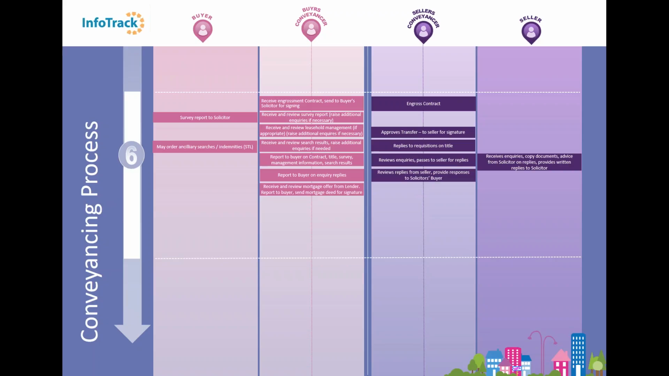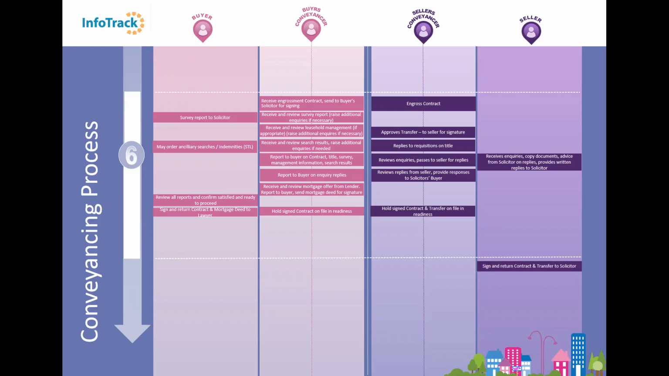So there's a bit going back and forwards between the different parties here, and this is often where the transaction is held up. The buyer's conveyancer would then get the mortgage offer from the lender, and they'd report that back to the buyer, and the buyer then confirms that they're ready and happy to proceed and sign and return the contract. So the contract is then held by both sets of solicitors, all held on file, and then it's time to transfer the funds.